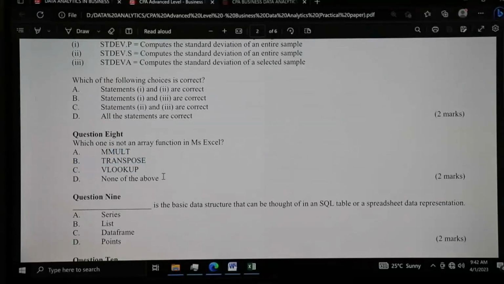Which one is not an array function in Excel? All of them are array functions in Excel. So if you say none of the above, is that the right answer? That will be the wrong answer, because if you say none of the above, it means all of them are not array functions. You see, a very tricky question, because I said which one is not an array function in Excel. Some of these questions you have to be very keen. You have to actually understand the question in a clear way.